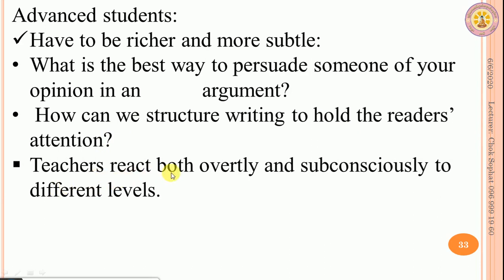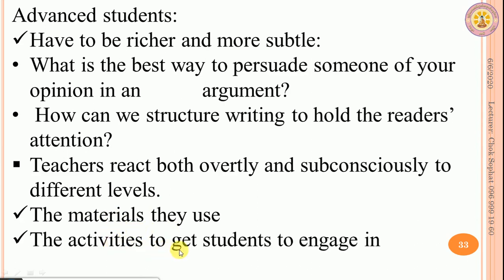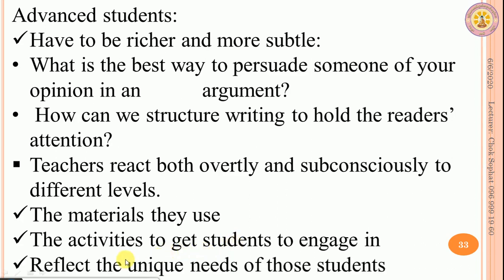The teacher reacts both overtly and subconsciously to different levels. The materials they use are different for the different levels. The activity should get students to engage and reflect the unique needs of those students. This is what we should do in order to teach different levels of students. To teach the right level, we have to think about material suitable for the level of the student, and activities that can get the student engaged or encourage them to learn more, and especially reflect the reflection of your student.